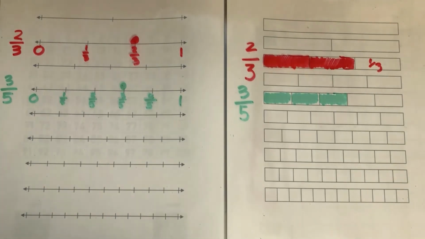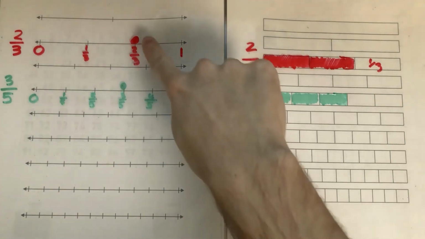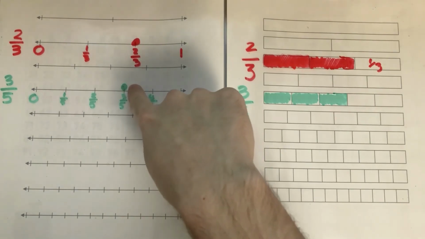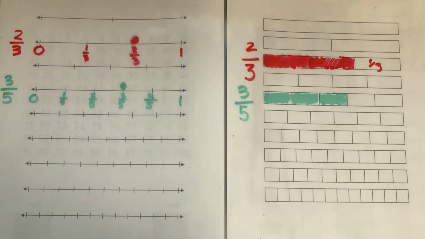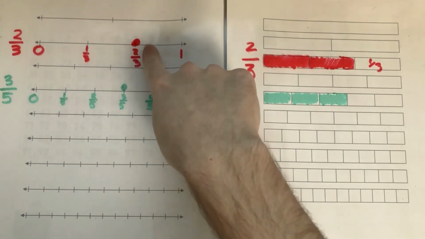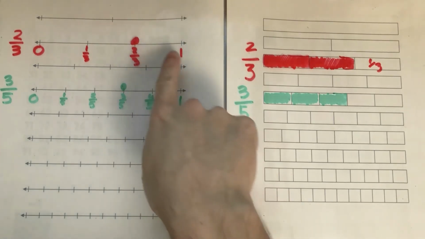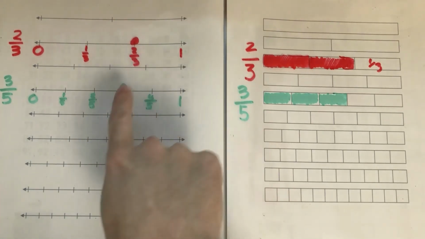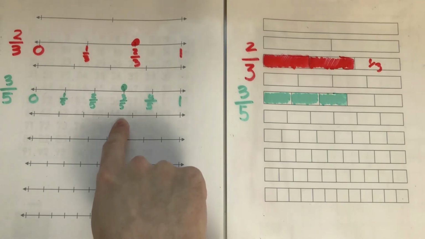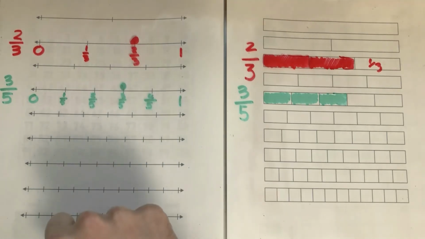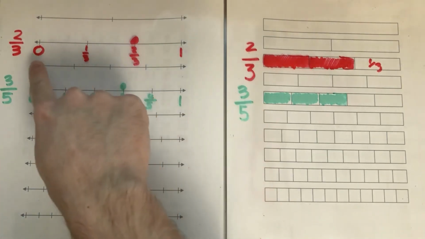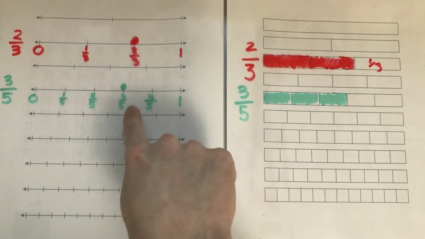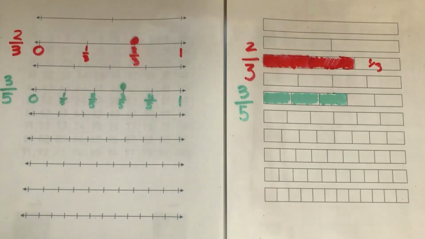Just like with models, number lines can be used to compare fractions. Look at the dots or periods on the 2/3 and 3/5 number lines. The dot on the 2/3 number line is closer to the end of the number line than the dot on the 3/5 number line. So that means that 2/3 is greater than 3/5.